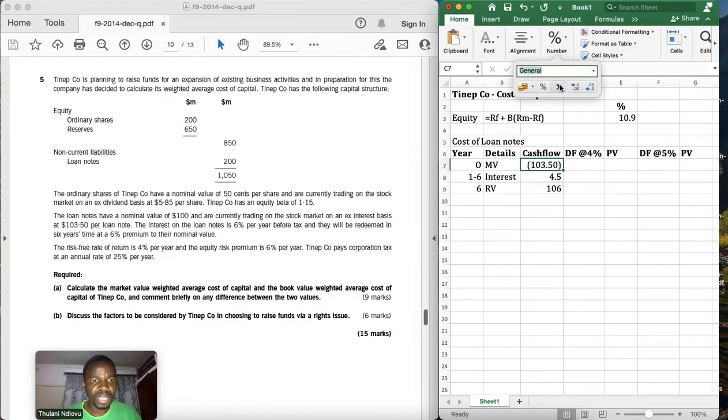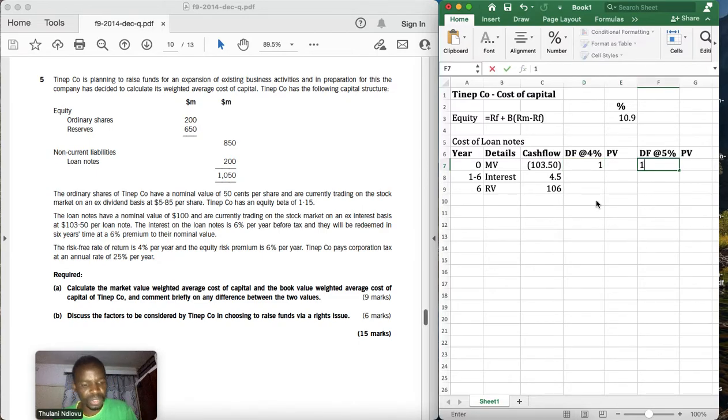Let's put the comma there. Then we have to find the discount factors at 4% and at 5%. Year 0, it's always 1. Now we have to find the discount factor for years 1 to 6.